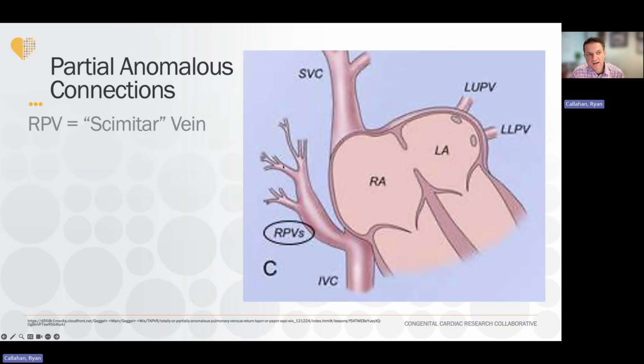When you have the right-sided pulmonary veins connecting to the IVC, typically below the diaphragm, as well as the heart being shifted to the right as a result of right lung hypoplasia, this is called scimitar syndrome. And this typically drains the entire right lung, and so it's a right common vein, and it can also be called the scimitar vein. But this is a form of PAPVC.